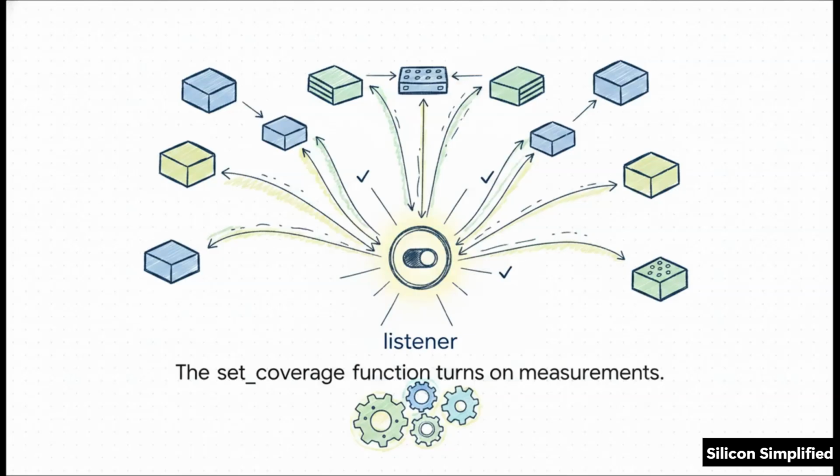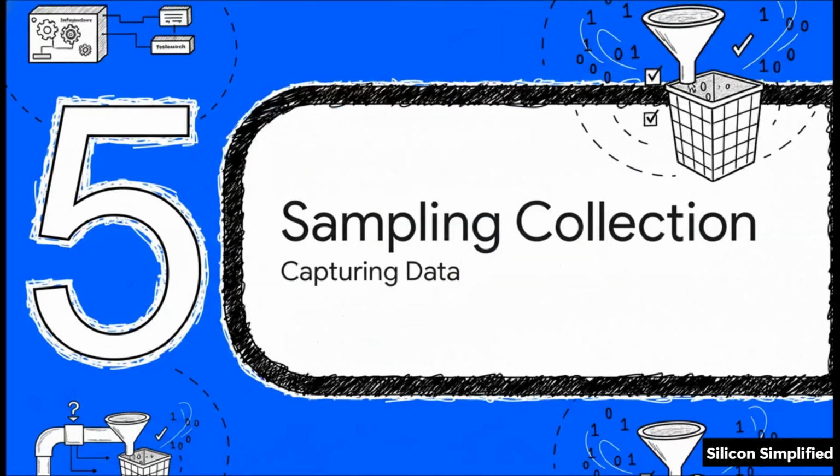Just building it isn't enough. The framework doesn't just start collecting data automatically. If it did, it would totally tank your simulation performance. So, we have to flip the master switch in the control room. We must explicitly call set_coverage. This is the function that actually turns on the collection of those functional coverage measurements for our blocks and memories. Once you flip that switch, boom, the UVM infrastructure is officially listening. This leads us perfectly into part 5, sampling and collection.